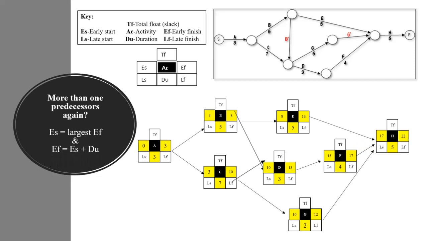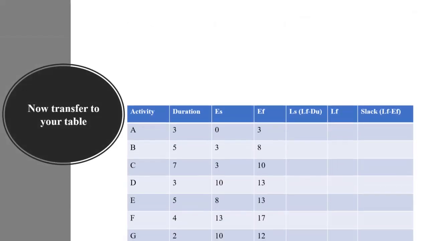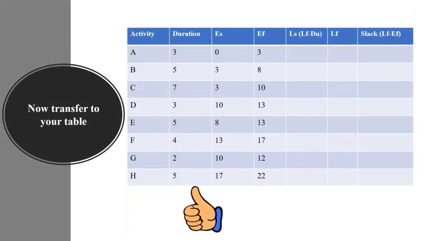And 17. So 17 becomes H's early start. So now to transfer to the table. We have calculated early start and early finish of all the activities, and so we fill those in. I don't advise waiting until we complete all calculations to fill in the table because we can make errors in doing the transfer. So it's better to do it stage by stage.